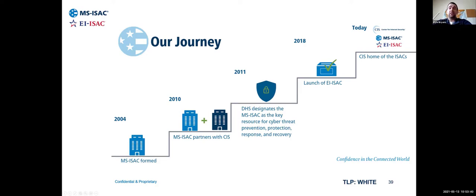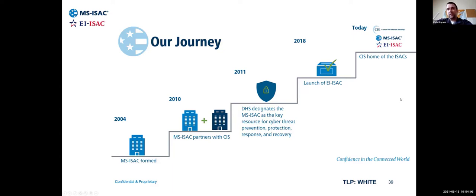They also work on CIS controls, so it was a great match. In 2011, we continued our great work with DHS, and we were seen as a key resource for threat prevention, protection, response, and recovery. In 2018, we took what we were working on with the MS-ISAC, and in the middle of a snowstorm, launched the Elections Infrastructure ISAC, which then took the work we were doing and the resources and started molding them for the elections community. And that's where we stand today.